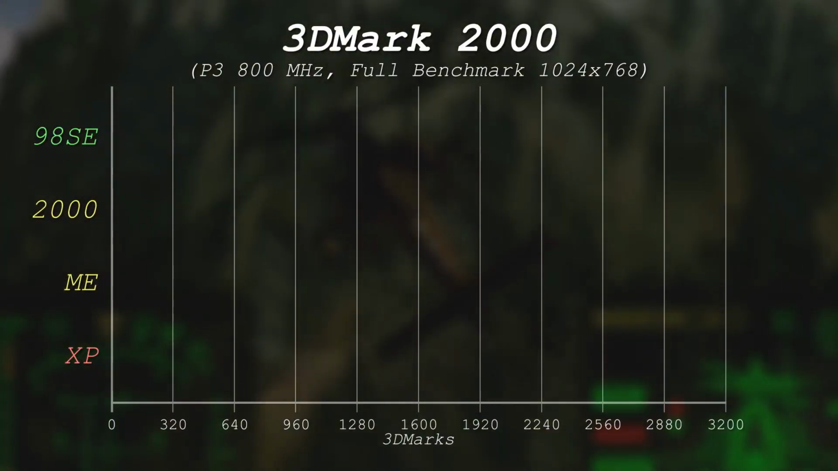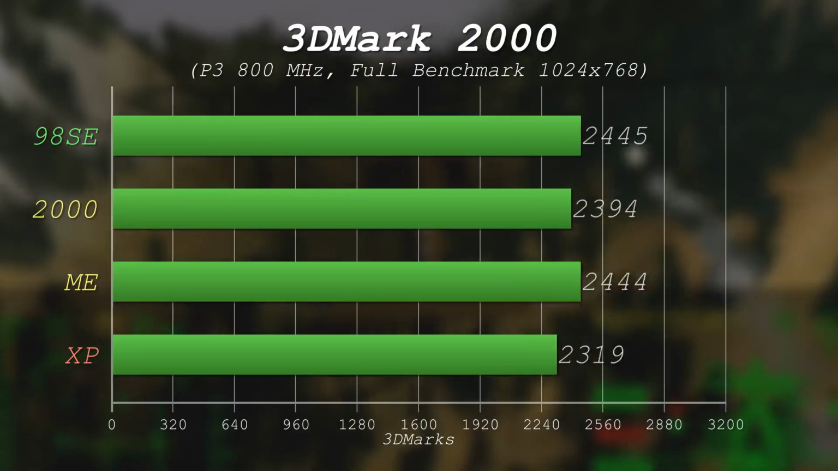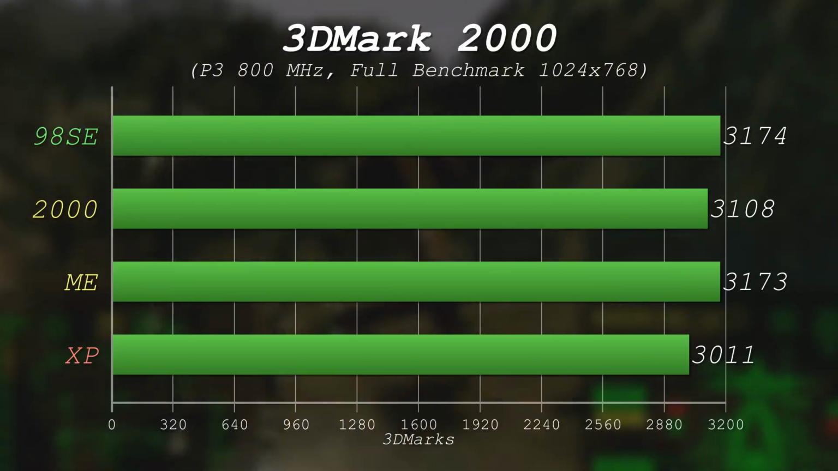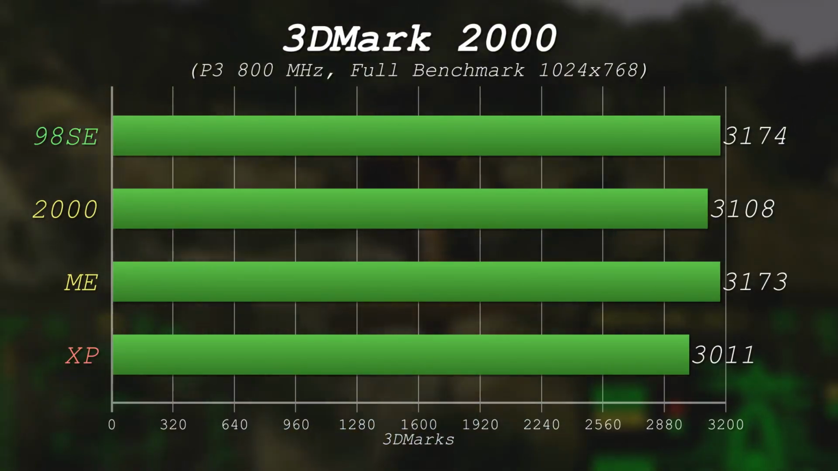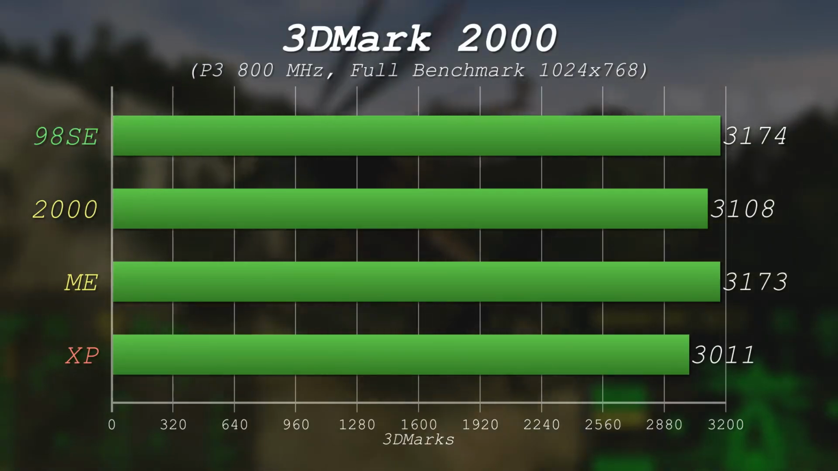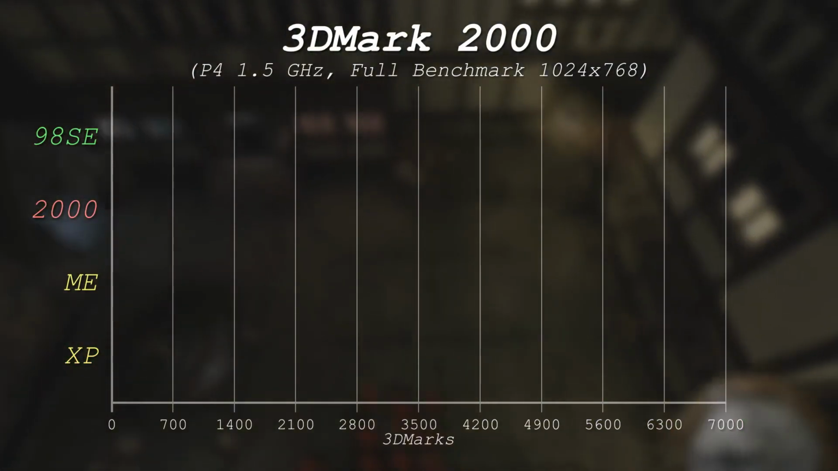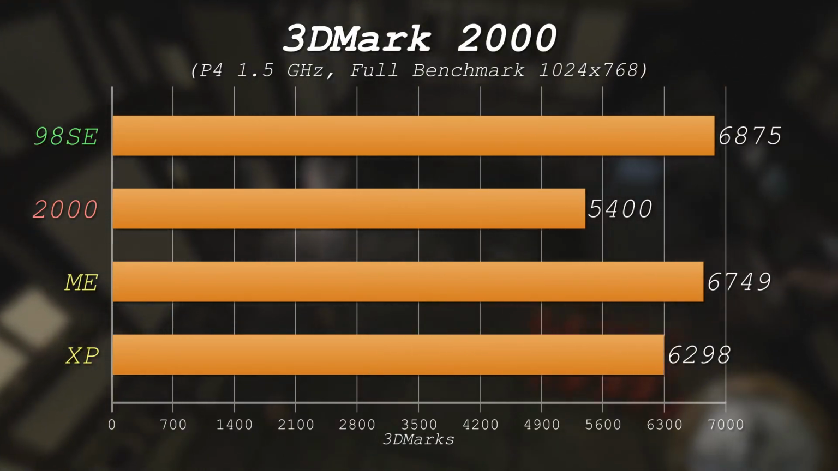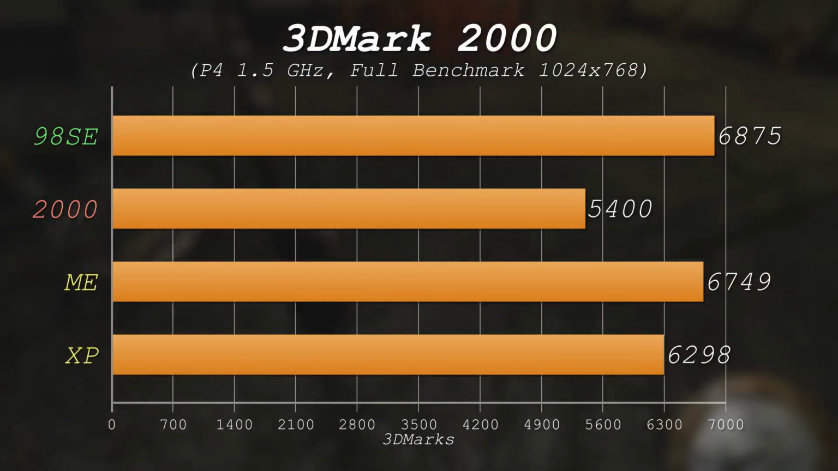As for the 3D Mark 2000 results, there is a lot more variation between the 4 later versions I was able to test. Windows 98 2nd Edition scored the highest on both computers, and Windows 2000 returned a drastically lower score than the rest of the versions on the Pentium 4. I'd like to know what bogged it down so much.